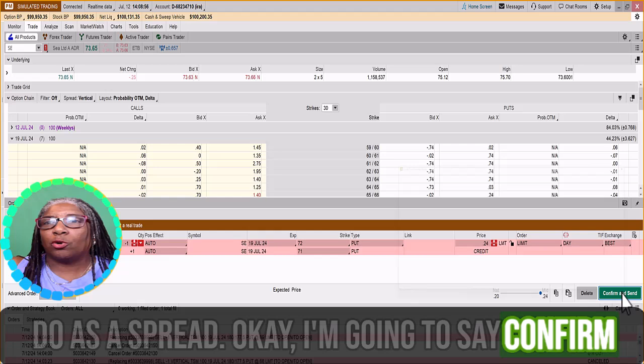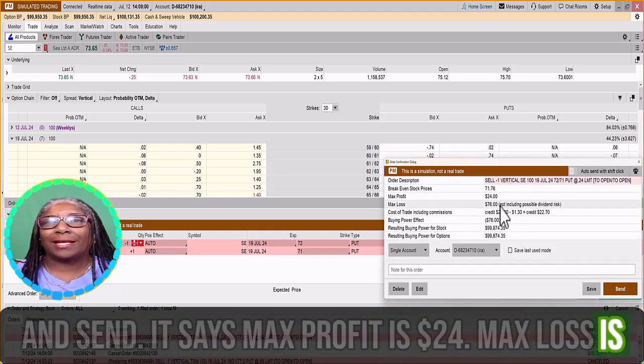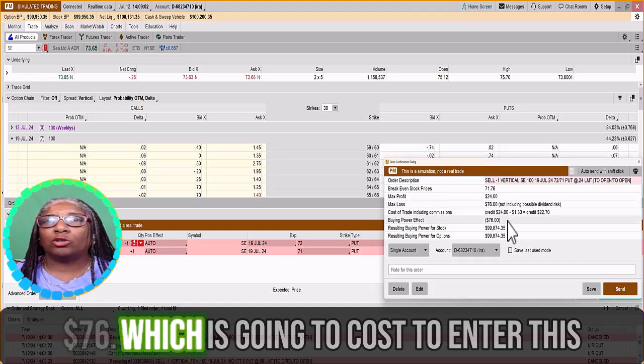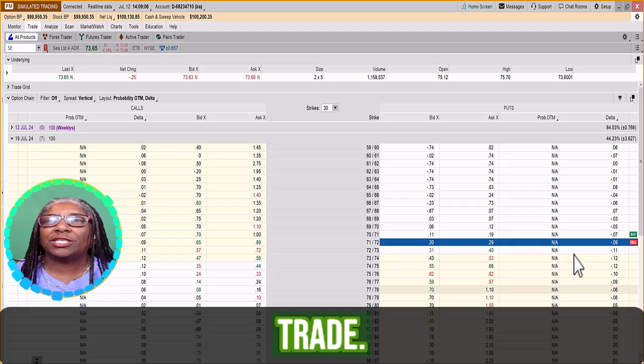Okay, I'm going to say confirm and send. It says max profit is $24, max loss is $76. It shows how much it's going to cost to enter this trade. And when you like it, you push send.